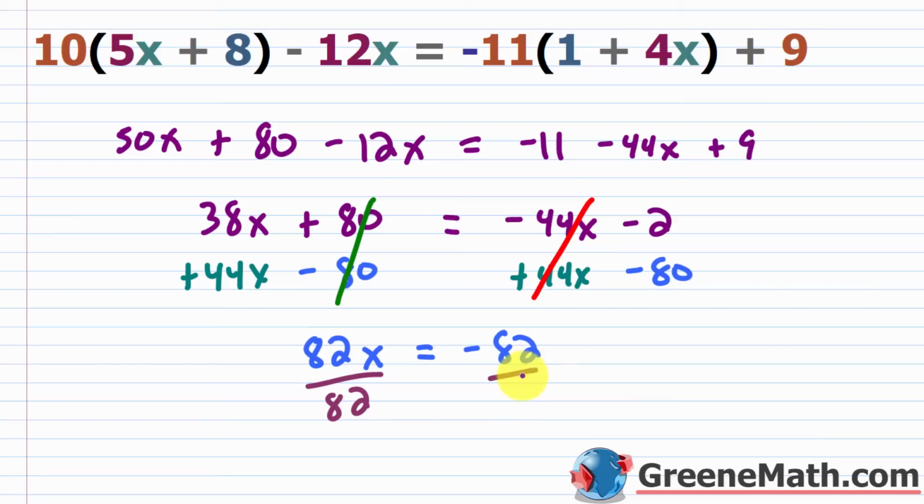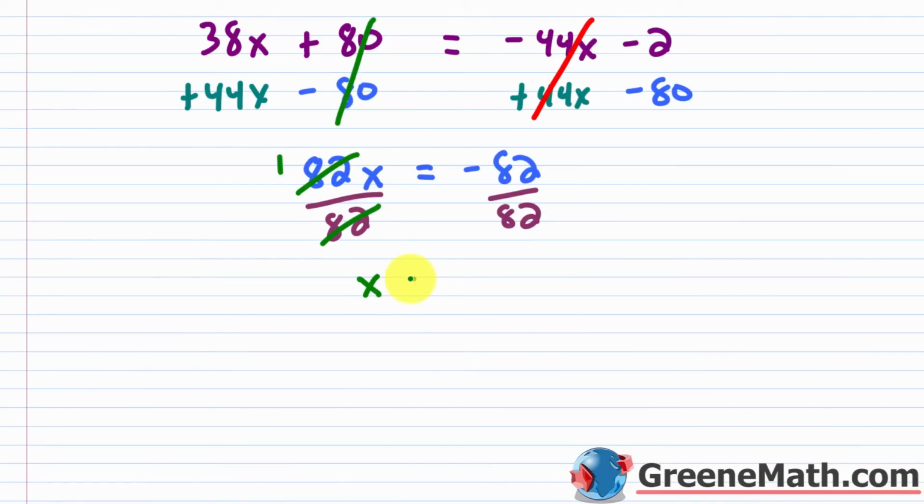So I'm going to divide both sides by 82. And we know that this is going to cancel already. Let me visibly show that. So 82 divided by 82 is 1. So we get 1x, which is just x, is equal to negative 82 over 82, which would just be negative 1. So x equals negative 1 is our solution.